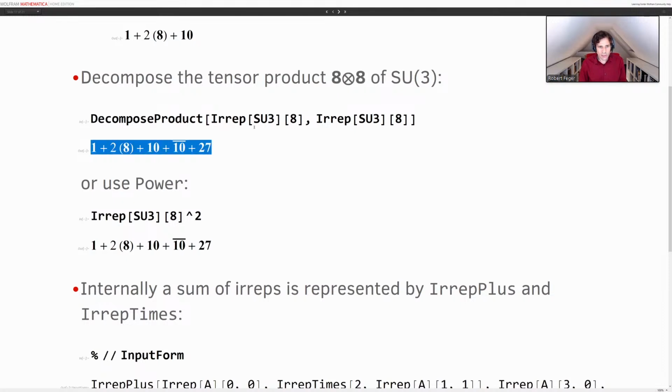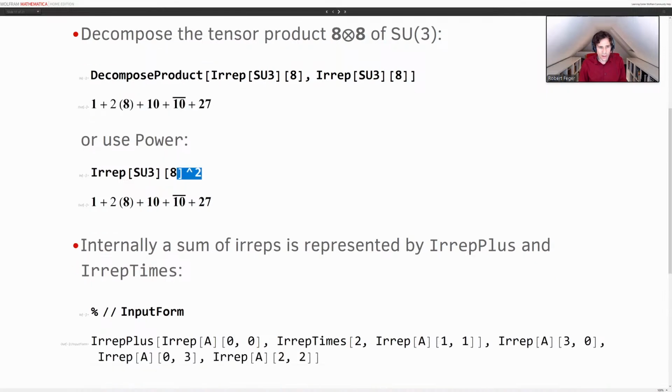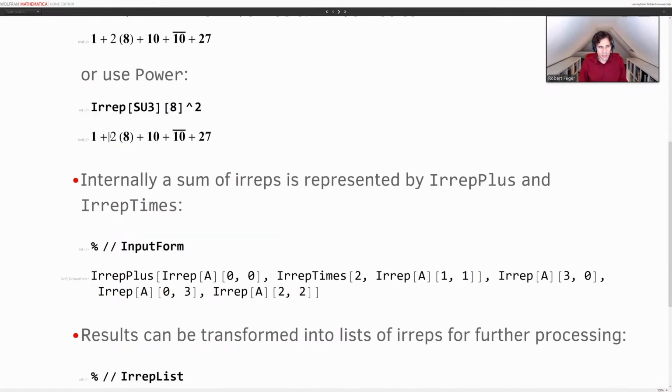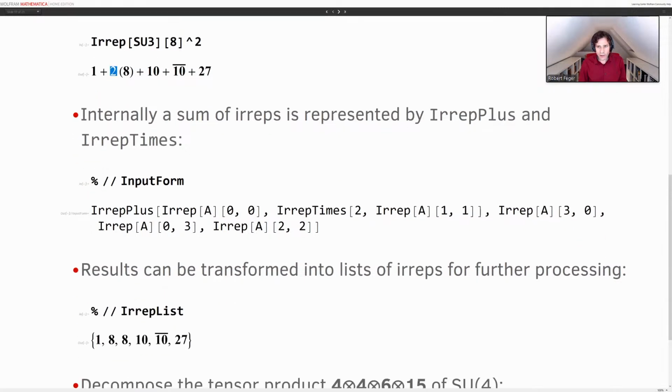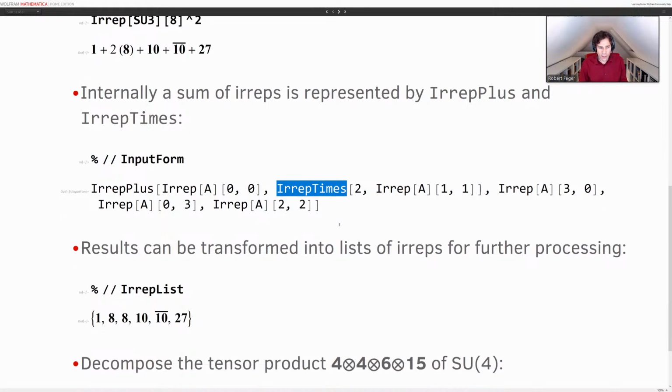result here. Because it's 2 times the same representation, you can also use power, and like with times, LieART knows what to do. And internally, this sum with multiplicities, for example here, is represented by IRAP plus and IRAP times. You can see that here from the input form. This is very nice to know if you need to process it any further.